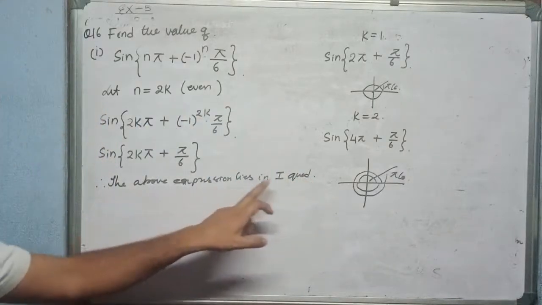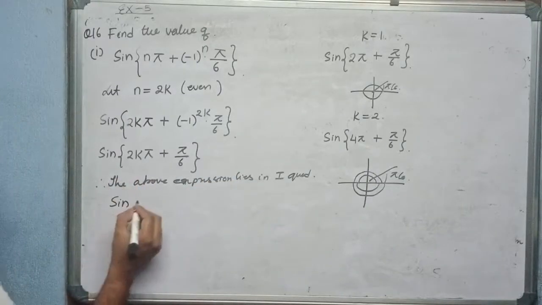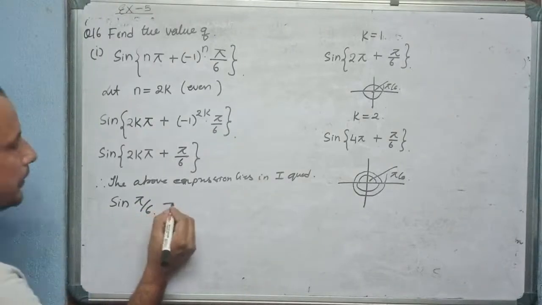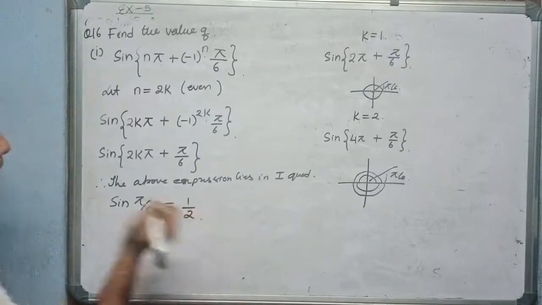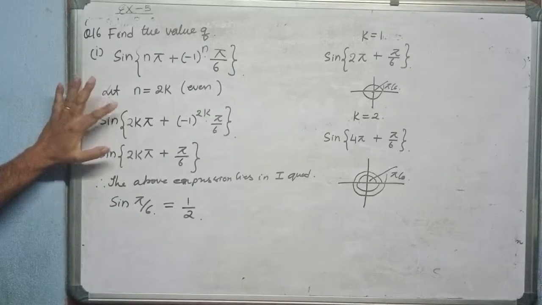Therefore the above expression lies in the first quadrant, so this equals sine. In the first quadrant the sign is positive, so it is sine of pi by 6, which is sine 30 degrees. The value of sine 30 degrees is half. This is for n even.